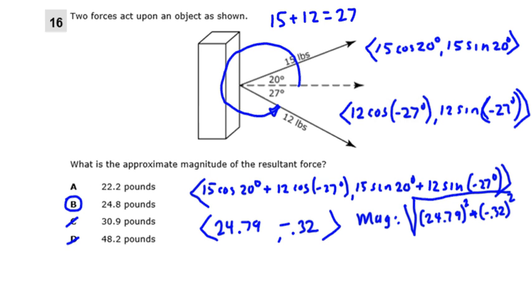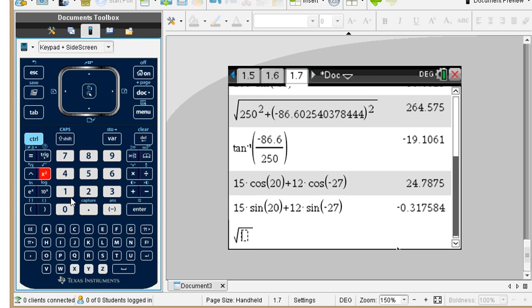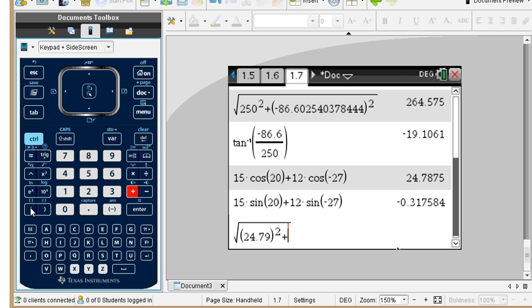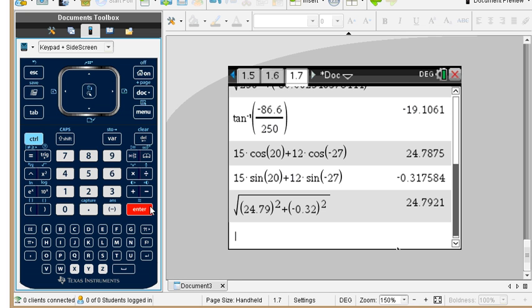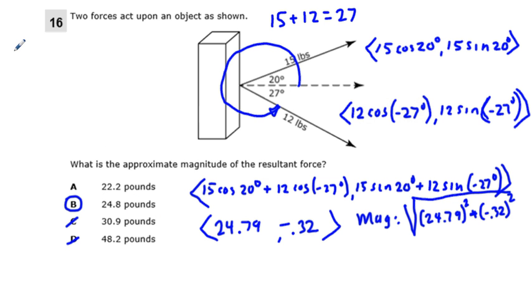answer choice B. And to just be sure in our calculator, if we go to Control Enter, we're going to put in 24.79, and we're going to square that, plus we're going to have negative 0.32, we'll call it, squared. There we have, yes, 24.79. So 24.8 is definitely our correct answer.